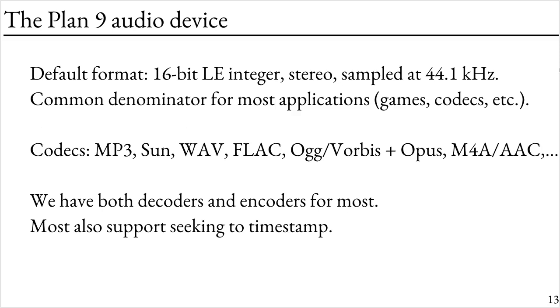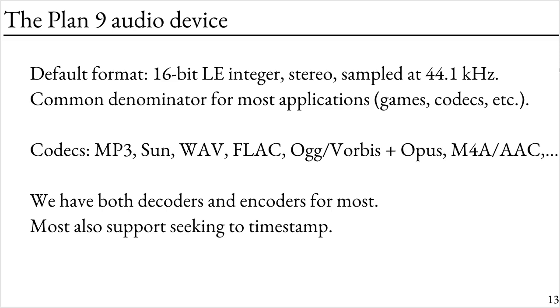There is one format that is used as a default, a bit like images, and it's the 16-bit little endian integer audio in stereo, sampled at 44.1 kilohertz, so typically corresponding to CD audio quality. And it is used as a common denominator for most applications. So most programs will try to either decode their format into this or encode from that.